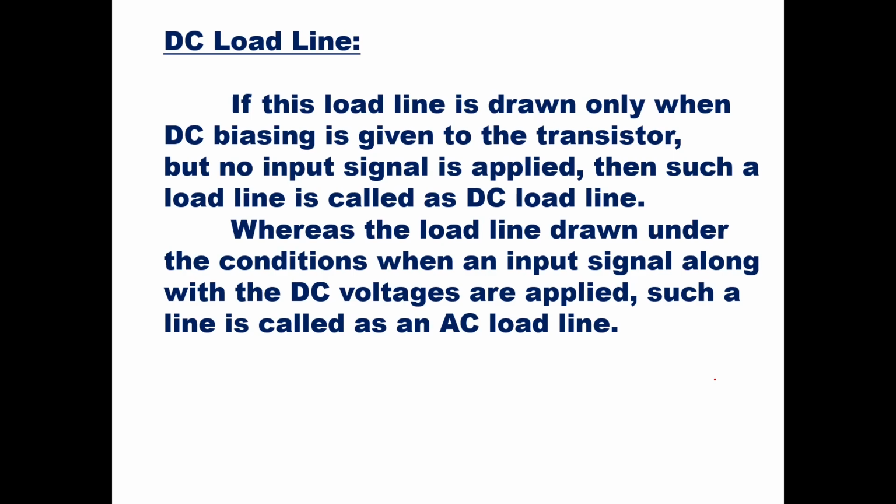Whereas the load line drawn under the conditions when an input signal is applied with the DC voltages will be called the AC load line. In our syllabus here, we want to concentrate on the DC load line. So the DC load line is a load line drawn when only DC biasing voltages are applied to the transistor, but no signal is applied.